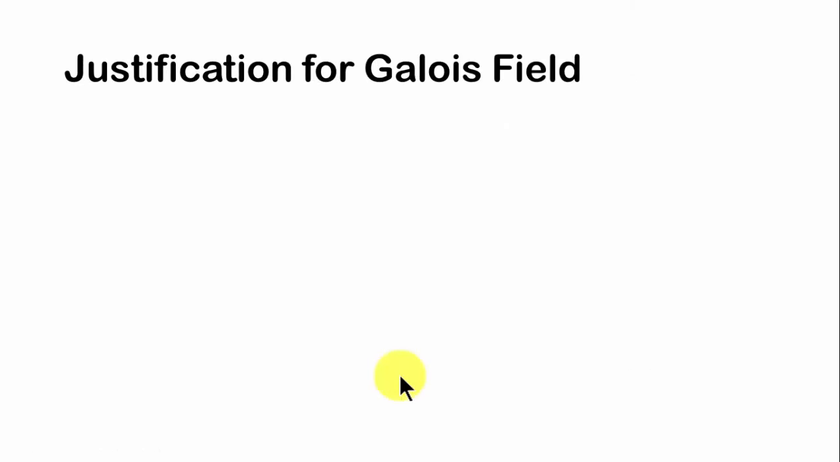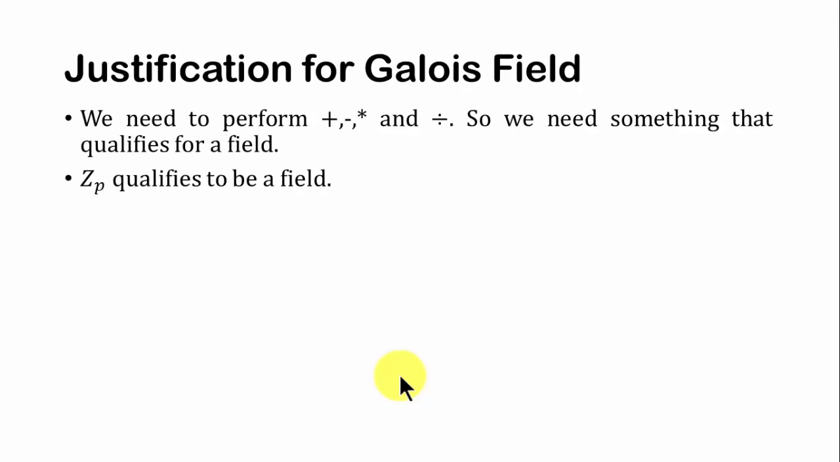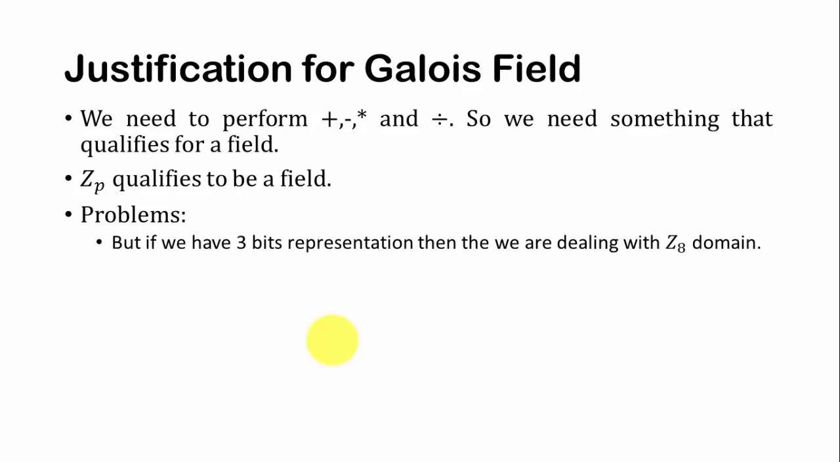Now, why do we need Galois field and how does it offer us a solution? We need to perform all the basic operations, so we need to have a field, that's what we established previously. The problem is that if we are going for a 3-bit representation, for example, then we are generating values from 0 to 7, right? So these are 8 values. These 8 values will be the Z8 domain. Z8 domain is a commutative ring.